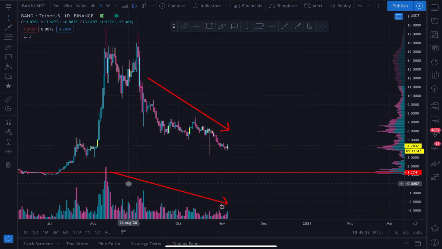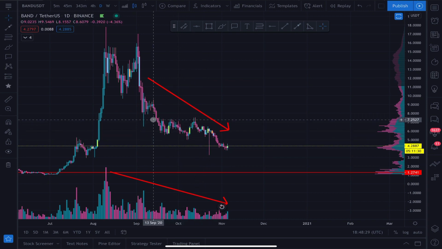Institutions are gone, and retail is holding on, and they're just holding on and hoping. Everybody that's in Band right now is just hoping, based on what I'm seeing inside of the price and what I'm seeing inside of the volume. A lot of people are just holding on out of being stubborn or just thinking that it's going to go up. And the price and the volume are telling me that this is just hope. People are holding on for hope.